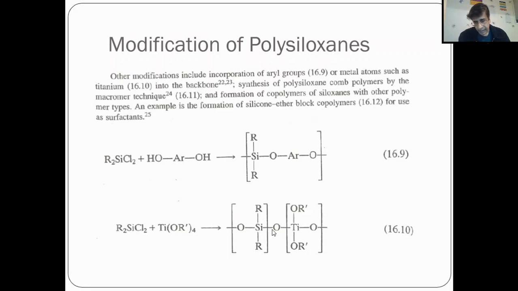R2SiO, because 2Cl. So 2Cl will be changed into 2OH, OH here and OH here, after hydrolysis, and then this OR will take this H out to make alcohol, and the connection will take place. So this is titanium OR, and two of the OR will be replaced with the H to make this connection, and that's how titanium is introduced. Why are we doing this, what is important, where it is used, you should read.